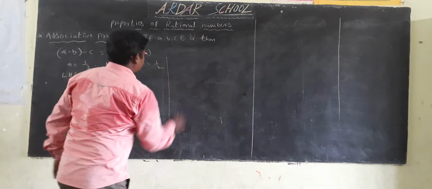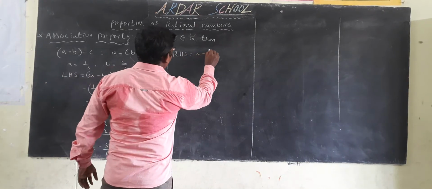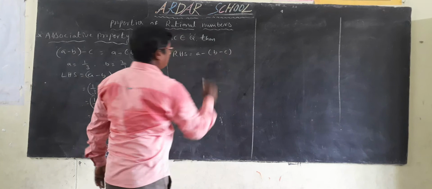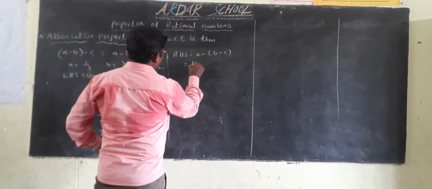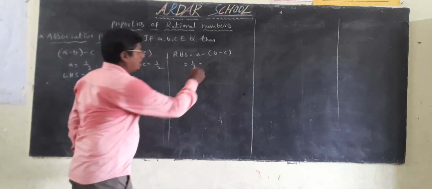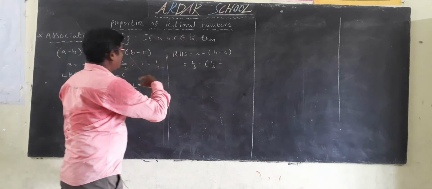Next RHS, a - (b - c). A is 1 by 3 minus b is 2 by 3 minus c 1 by 2.